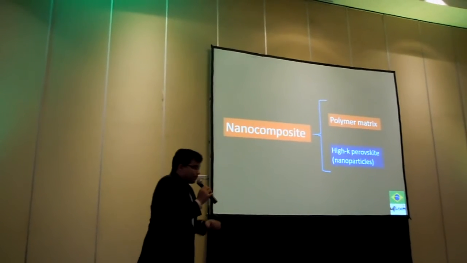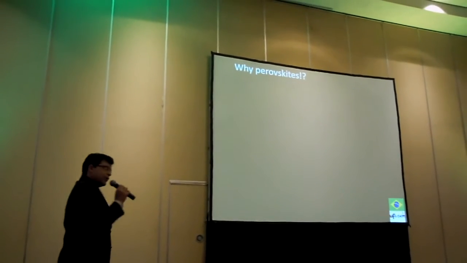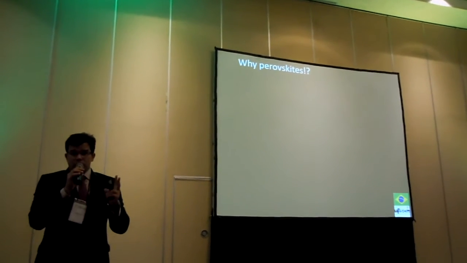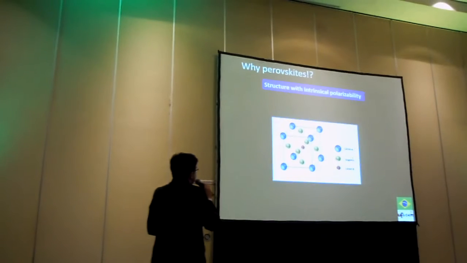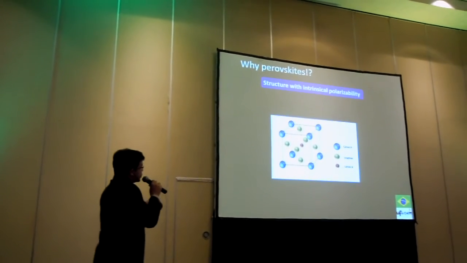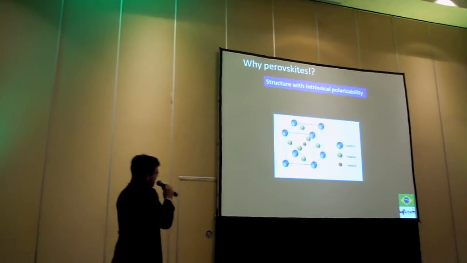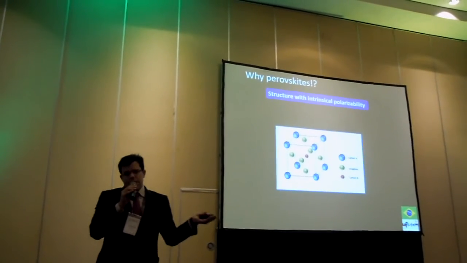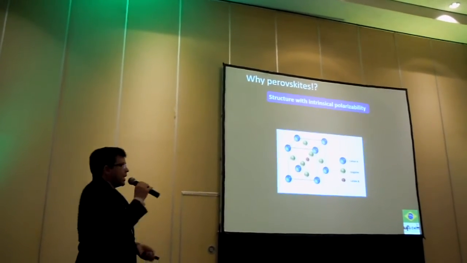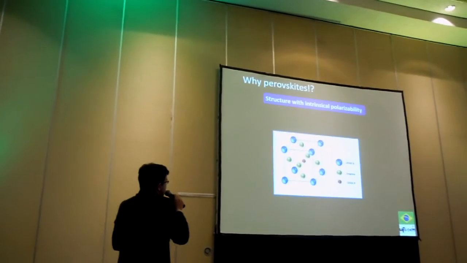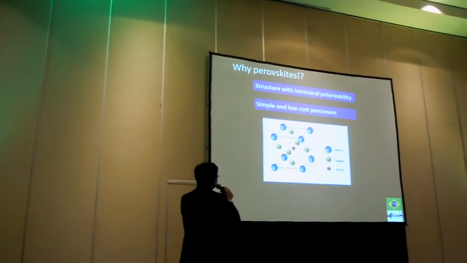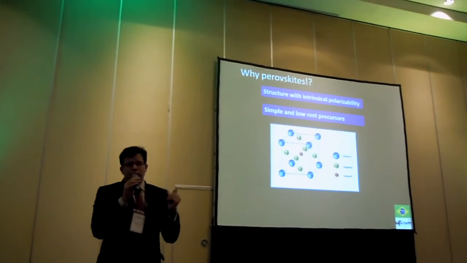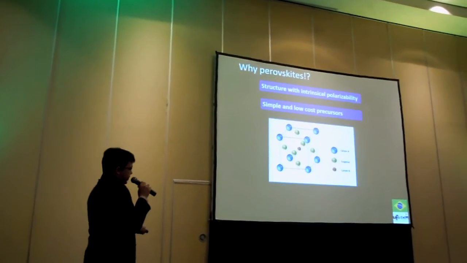Well, the first question is, why perovskites? There are two main reasons. The first is because of its structure with intrinsic polarizability. This is the crystal structure of a ceramic called perovskite. The second main reason is the simple and low-cost precursors that we are using to make the synthesis of this material.